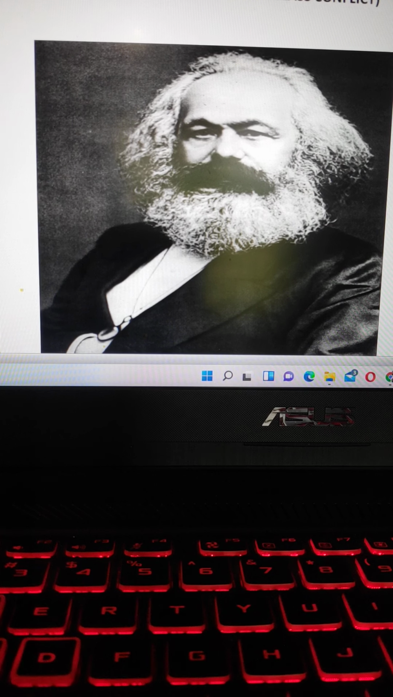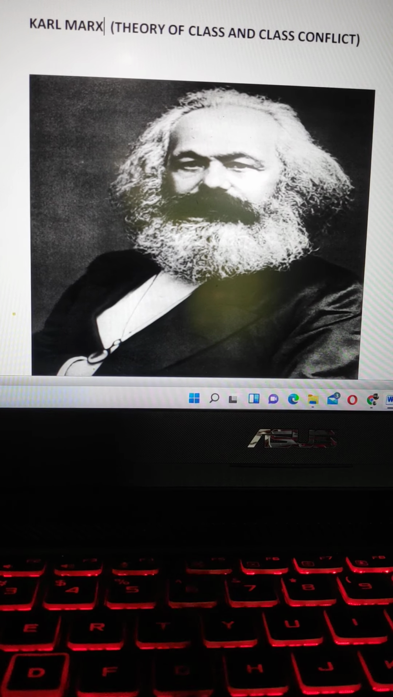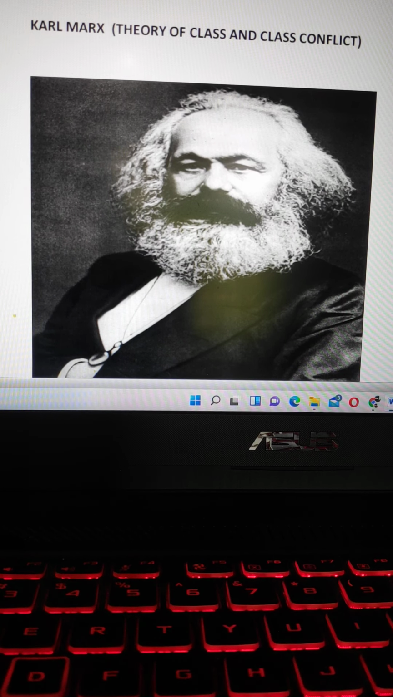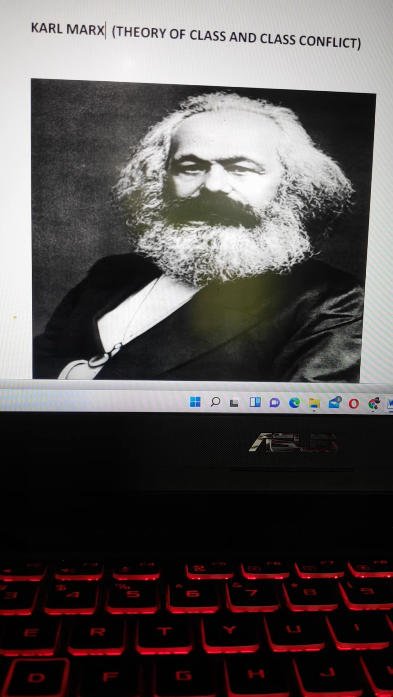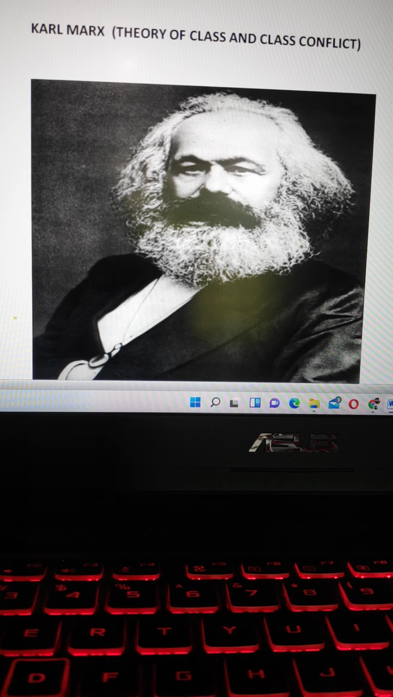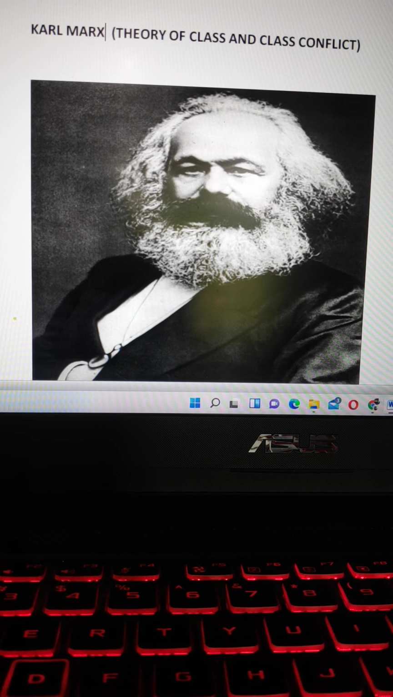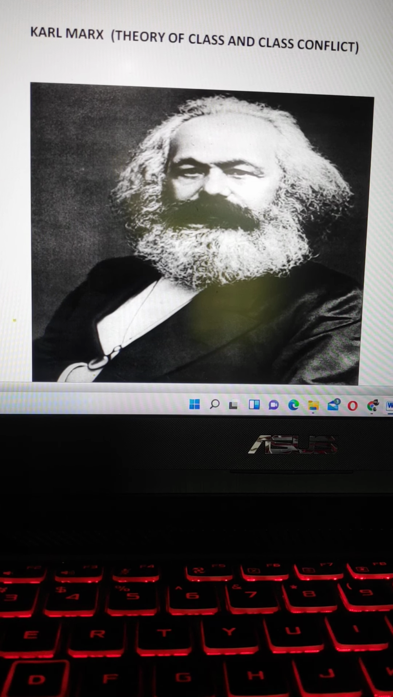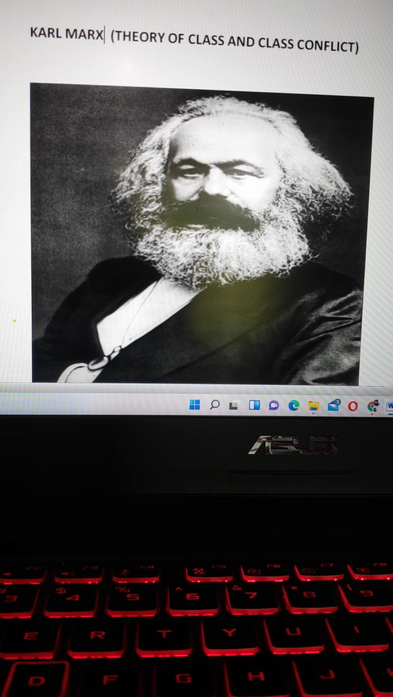Polarization of classes. Inherent to the capitalist society is a tendency towards radical polarization of classes. The whole society breaks up more and more into two great hostile camps, two great directly opposed classes: the capitalist who owns the means of production and distribution, and the working class who owns nothing but their own labor. Fifth one, the theory of surplus value.